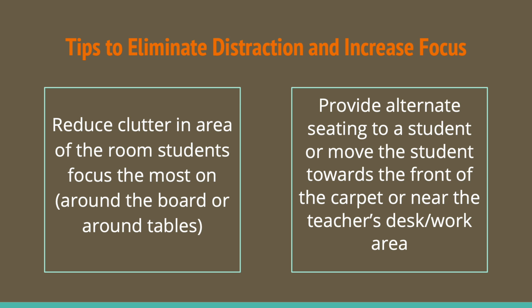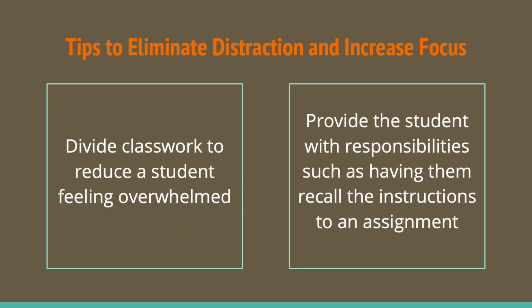The second tip is to provide alternative seating to a student around the room or move the student's workstation closer to the front of the room. An example would be placing the student at the front of the carpet during carpet time. Another tip is to divide the classwork to reduce a student feeling overwhelmed. For example, instead of explaining an entire lesson to a student, section the lesson with brain breaks or worksheets to re-engage their interest. Another tip is to provide students with responsibilities during a lesson, such as recalling the instructions of an assignment.